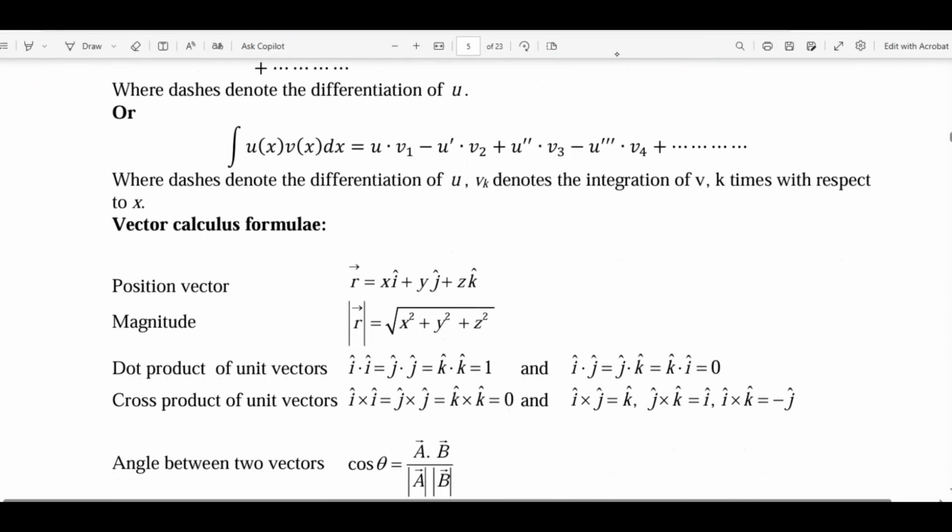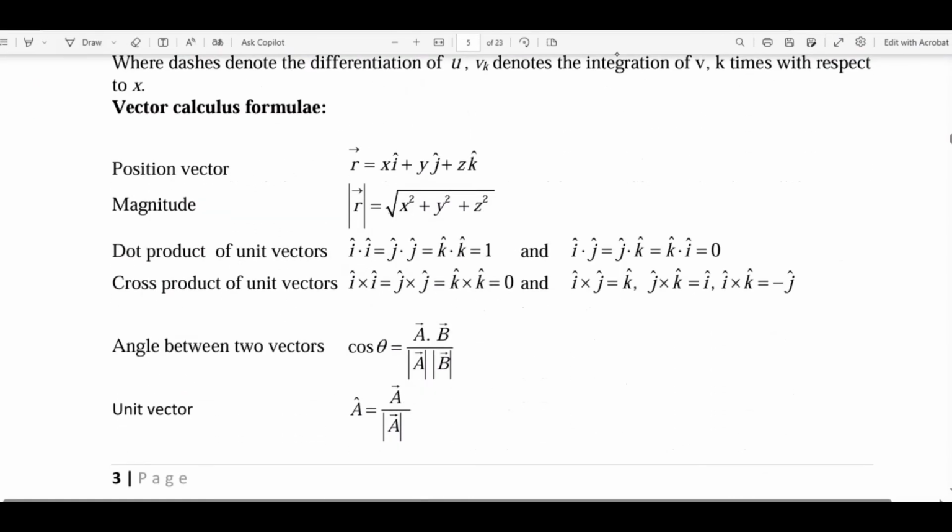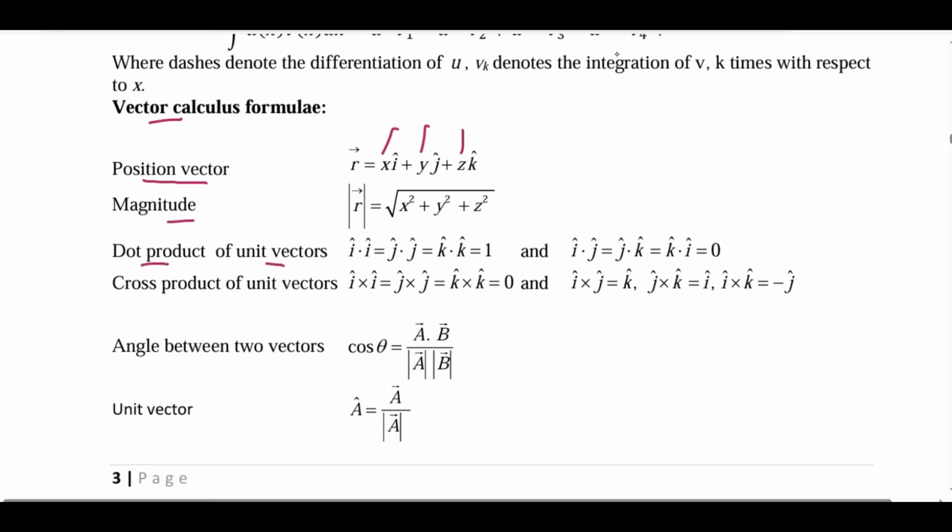That's called Bernoulli's integration. Then we have vector calculus formulas. You have the position vector r, which is x i cap plus y j cap plus z k cap. The magnitude, mod of r vector, is the root of x square plus y square plus z square. You are taking the variables x square plus y square plus z square, and taking the root of that. Then for the dot product of unit vectors, if they are the same, i dot i, j dot j, k dot k is 1. If they are different, the answer is 0.